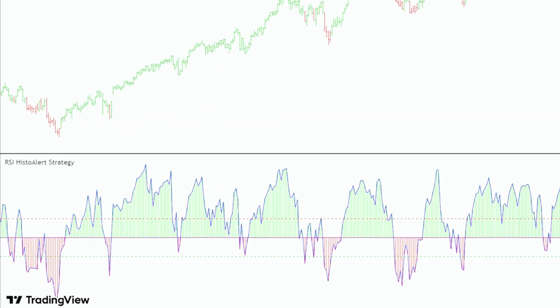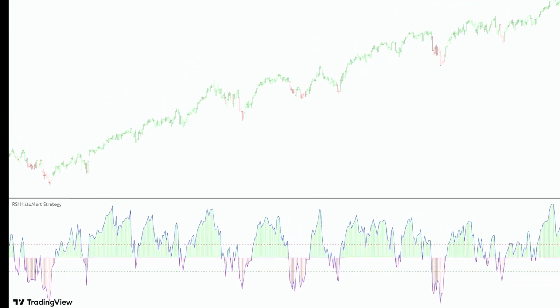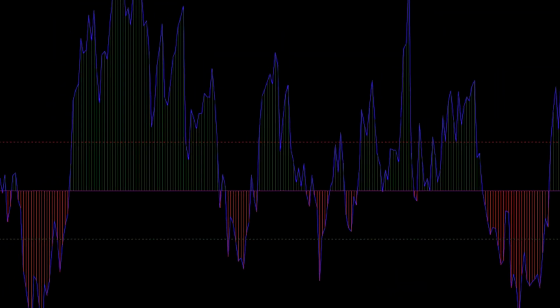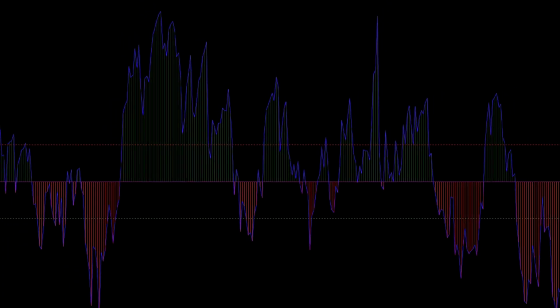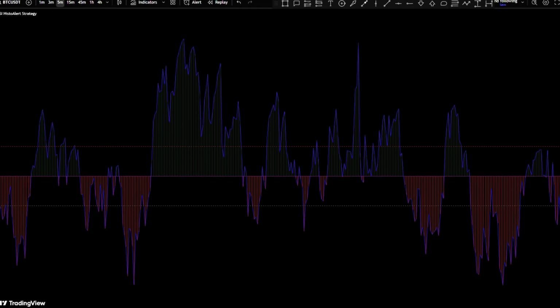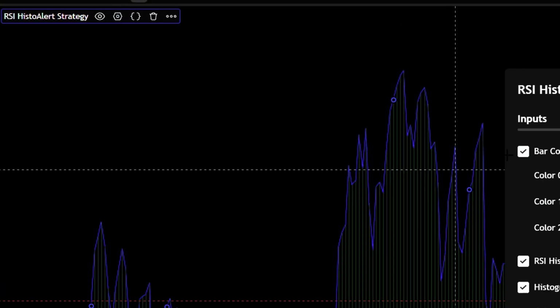A standard RSI tells you if something is overbought or oversold. An RSI histogram, which this is, visualizes the momentum of the RSI. Those green and red bars show you the speed and direction of the momentum shift. This is far more useful for timing entries. Again, we need to optimize the settings for a specific purpose. Click the gear icon, and under the Inputs tab, change the RSI period to 15.